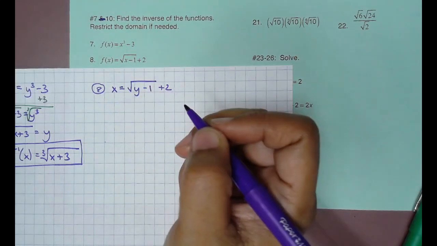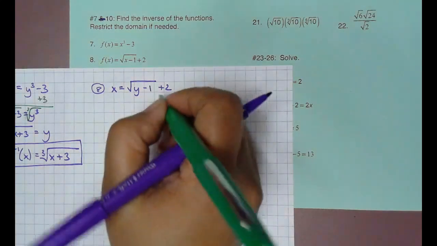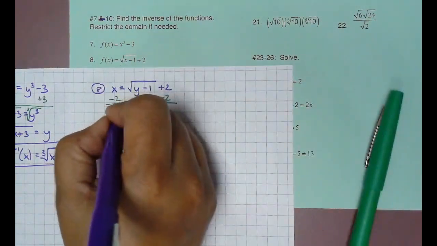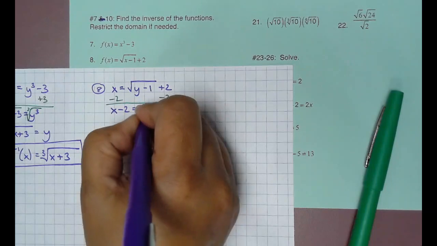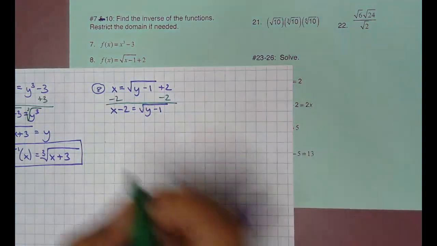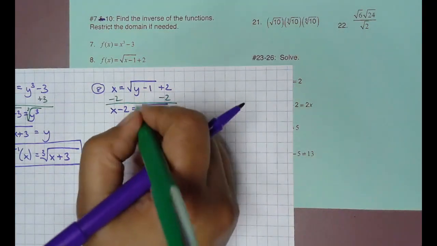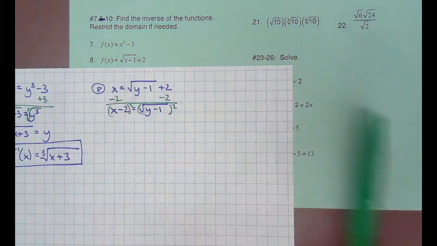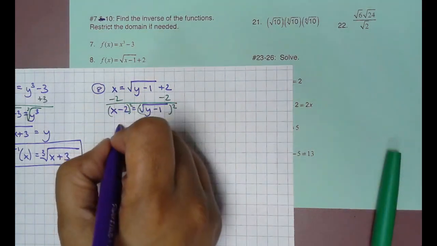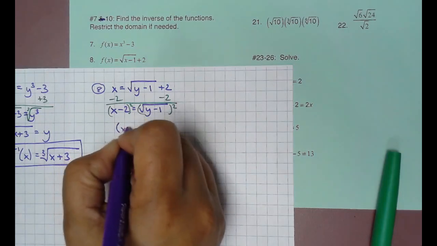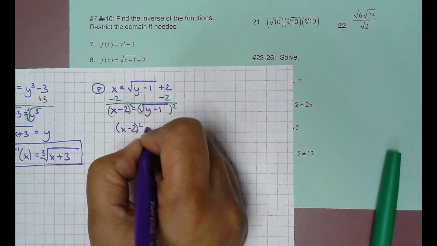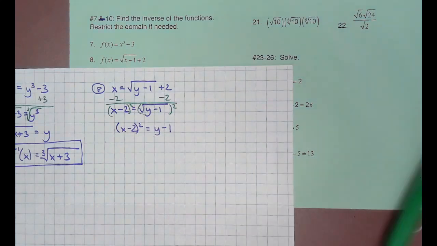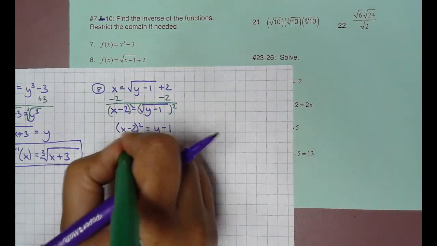So you switch x and y, but you're not done. You have to get the y by itself. So that means I'm going to subtract 2 first. So I have x minus 2 equals the square root of y minus 1. In order to get rid of a square root, we're going to square both sides. And if I square both sides, I have x minus 2 squared equals, and the square and square root cancel, so we have just y minus 1. And I'm just going to add 1.